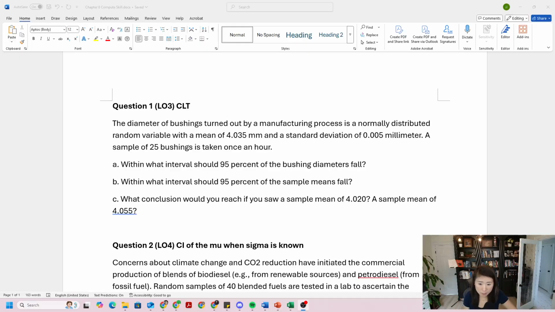A is focusing on picking just one bushing and finding the 95% interval. For the second one, we go back 1,000 times, each time collecting 25 bushings and calculating the mean. For those means, what is the 95% range? Therefore, for A and B, the formula you're going to use will be slightly different. So let's do it together using Excel.